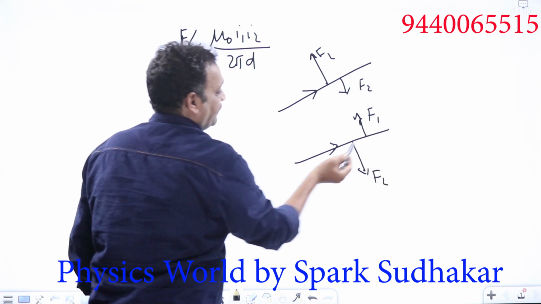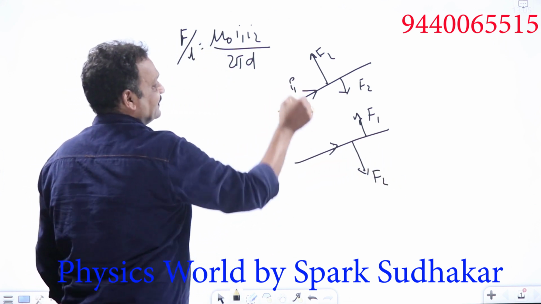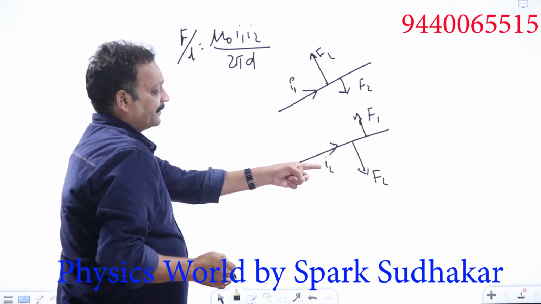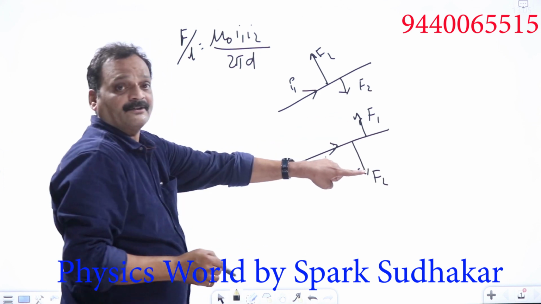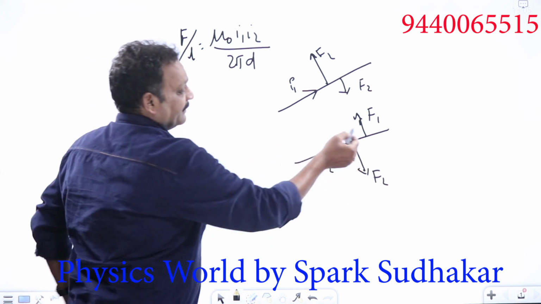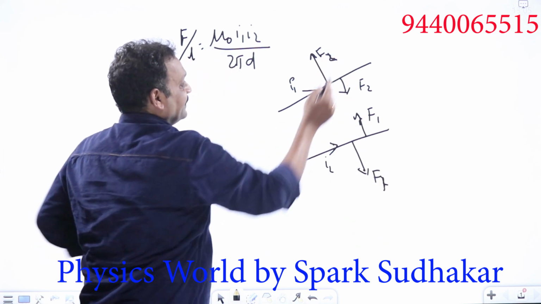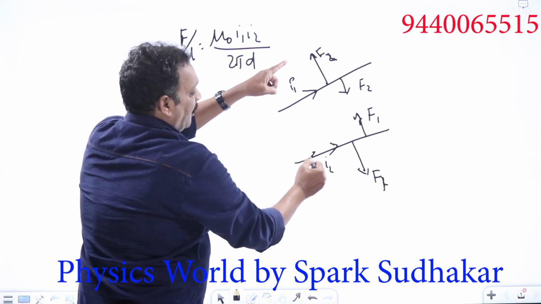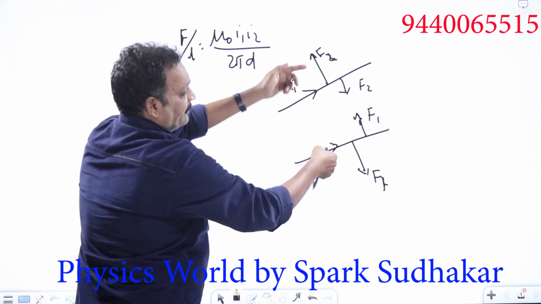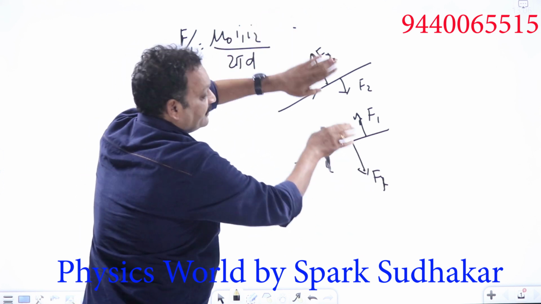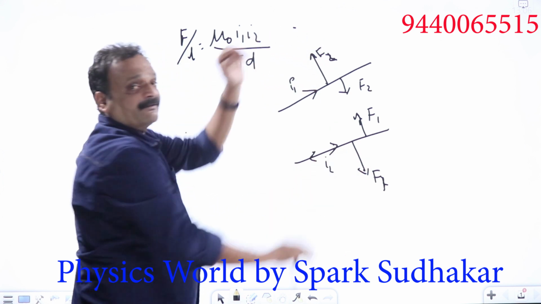Whenever you change the direction of either this current or this current, what will happen immediately? The force direction also gets reversed. Means F1 will be like this, F2 will be like this. That is, when the currents are in opposite directions in the parallel wires, the forces will be acting like this. That is, wires will get repelled away from each other.